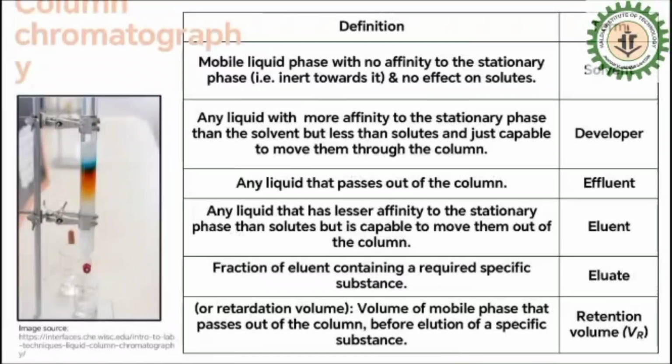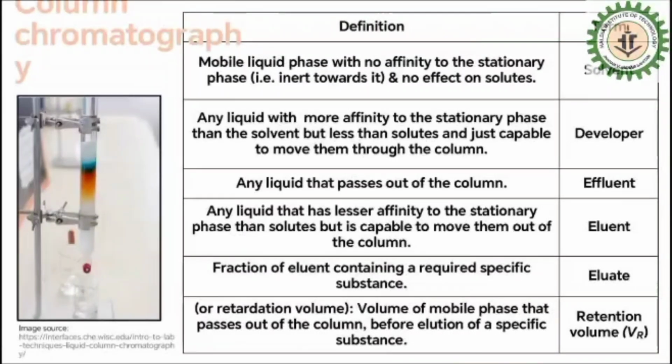Effluent: any liquid that passes out of the column is called an effluent. An eluent is any liquid that has lesser affinity to the stationary phase than solutes, but is capable of moving the solutes out of the column. So it is used to elute the solute from the column. Eluate is the fraction of the eluent containing a required specific substance, that is the desired solute from the mixture. Retention volume or retardation volume is the volume of the mobile phase that passes out of the column before elution of any specific solute starts.